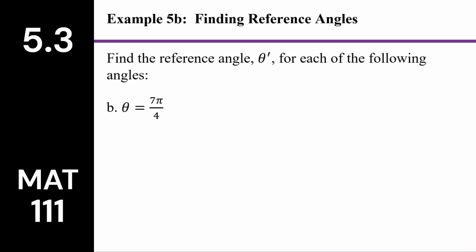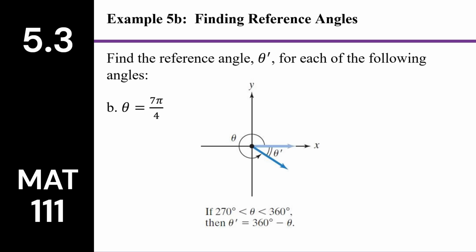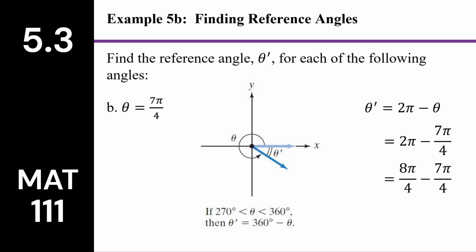If theta is 7 pi over 4, we note that that terminates in the fourth quadrant, so we find our reference angle by subtracting 2 pi minus our angle. 2 pi minus 7 pi over 4, we get a common denominator of 4, and that gives us a reference angle of pi over 4.